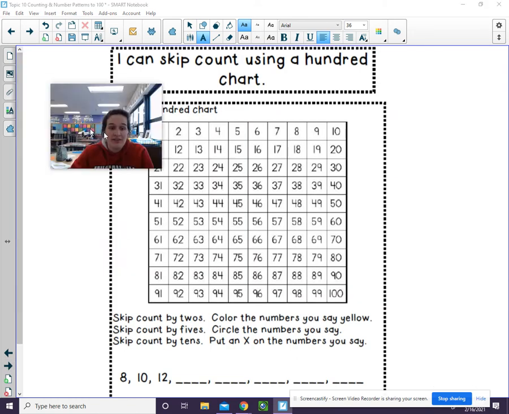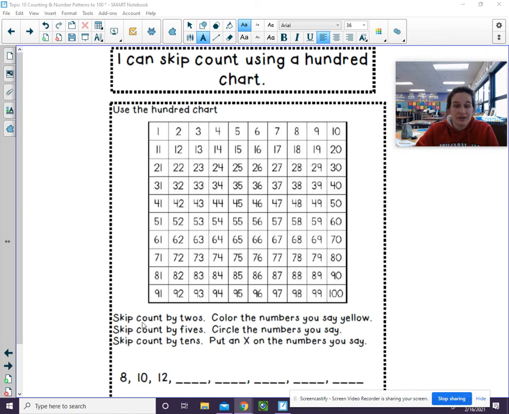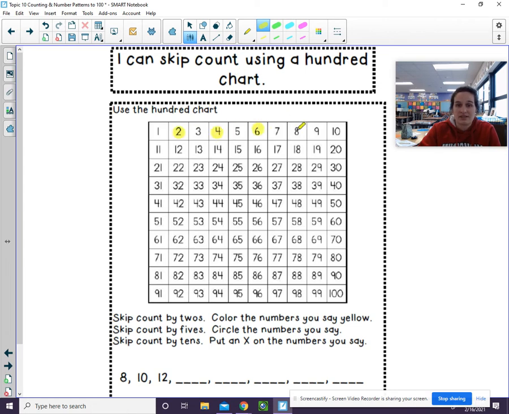Alrighty, on your math sheet, you are going to be doing something very similar. You're going to skip count by twos and color the numbers you say yellow. So we're going to use yellow. Skip count by twos. 2, 4, 6, 8, 10. You could use a marker. That'd probably be quickest, and you just dab it once. I'm not going to keep going. You need to fill in all the way up to 100. I'm going to give you a hint. 100 is also a number when you count by twos.